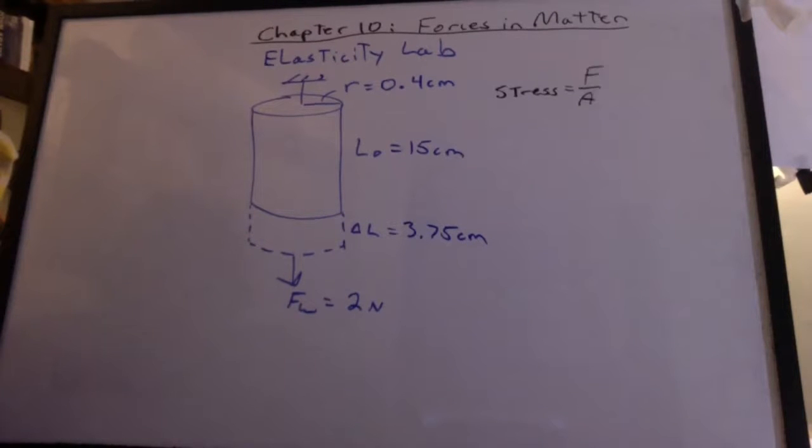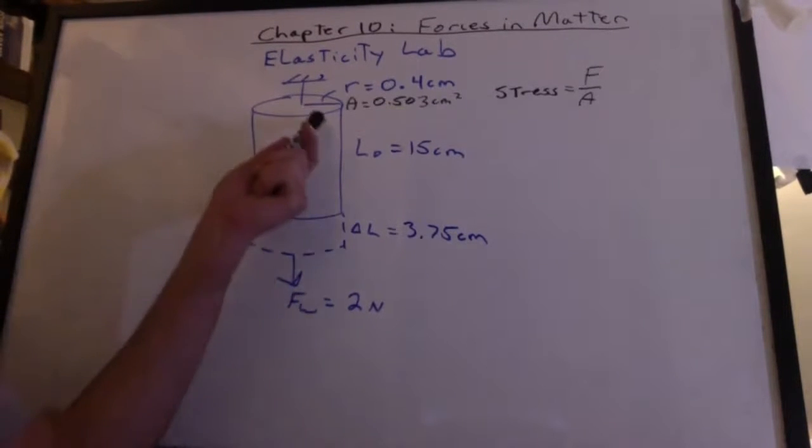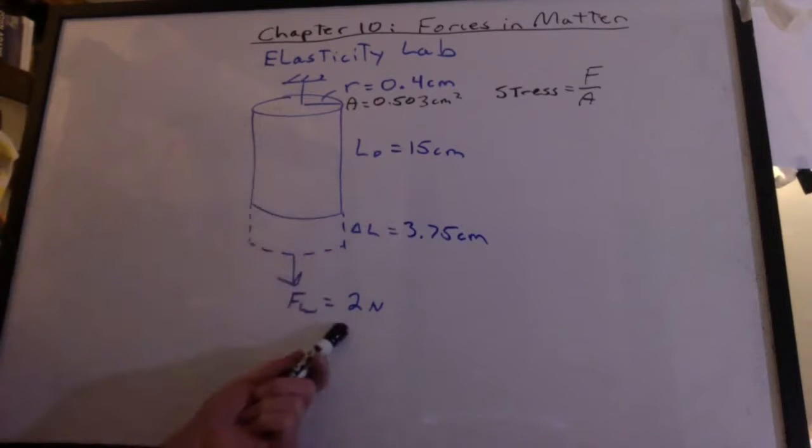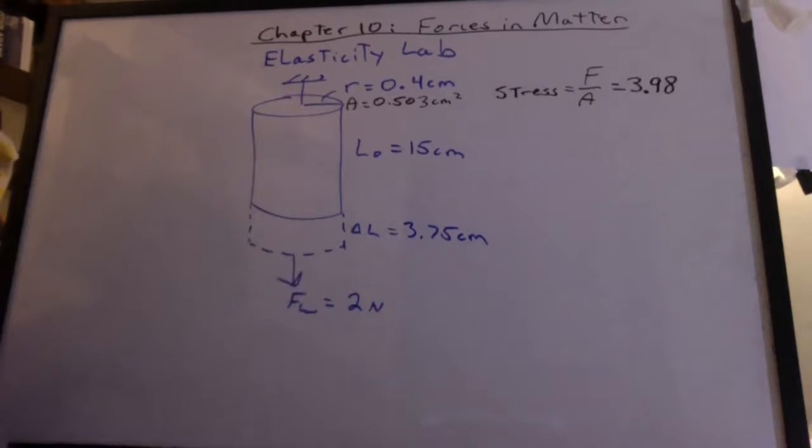It's the force per area. Pi r squared and you get the area. There's your force. We get 3.98. And what are the units? Just get them from the formula. Newtons per centimeter squared.